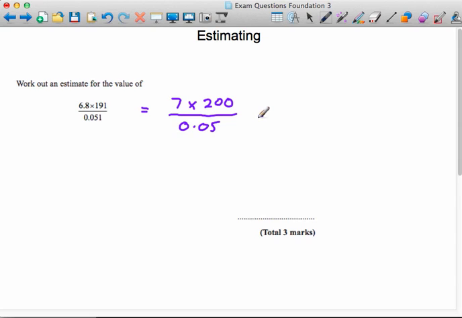I can do the top in my head. 7 times 2 is 14, but I'm multiplying by 200, not 2, so I have to add 2 zeros. 1400 divided by 0.05.